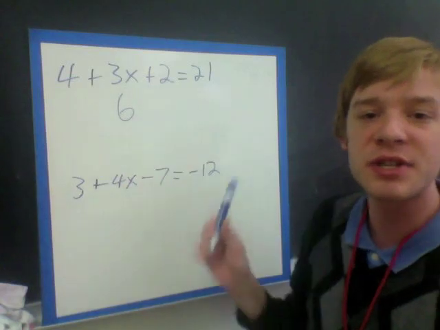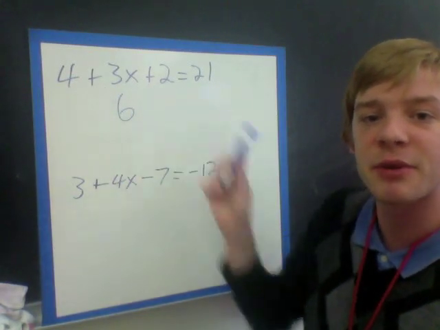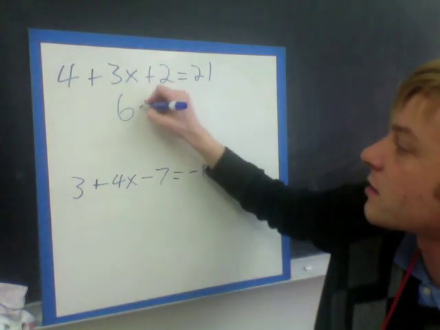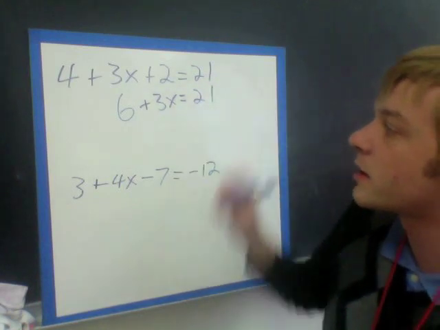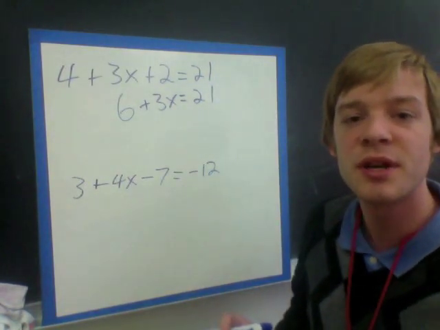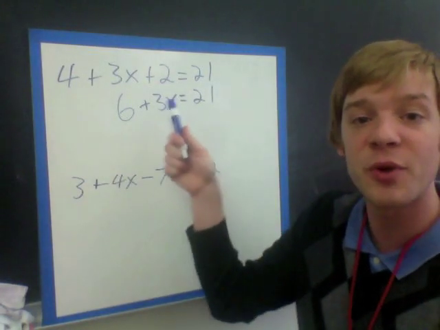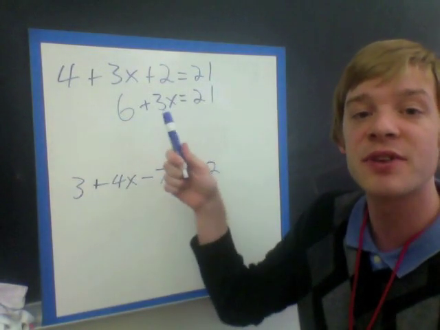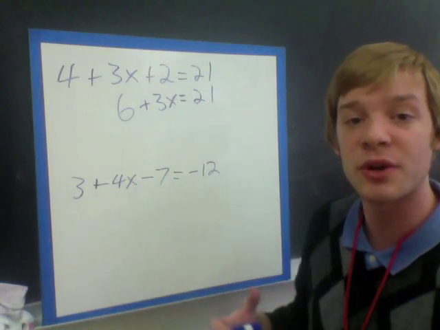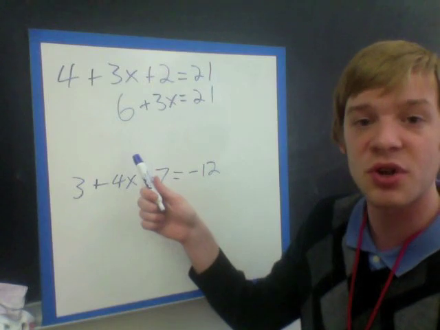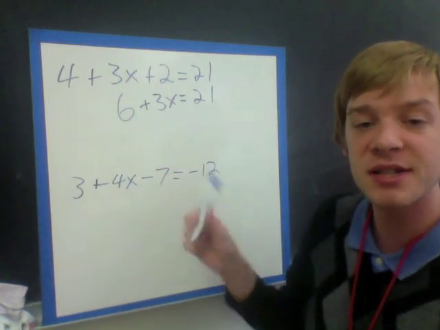And I didn't change this 3x at all, so that's just going to come down. I'm going to bring the plus sign, I'm going to bring the 3x. And I also bring down the 21, since that didn't change either. So now, when I combined my 4 and my 2, I got the 6, and now I have 6 plus 3x equals 21. So I'm going to continue working this problem, just solving the same way that we were the other day. I'm going to subtract 6 from both sides.